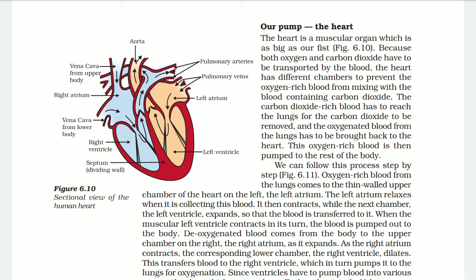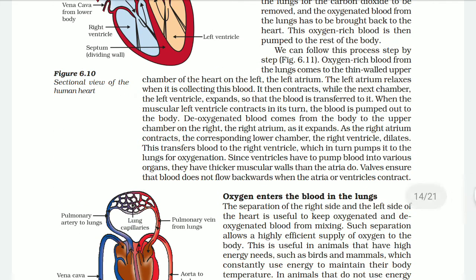Because both oxygen and carbon dioxide have to be transported by the blood, the heart has different chambers to prevent the mixing, right? To prevent the oxygen rich blood from mixing with the carbon dioxide rich blood. The carbon dioxide rich blood has to reach the lungs for the carbon dioxide to be removed, and the oxygenated blood from the lungs has to be brought back to the heart, and this oxygen rich blood is then pumped to the rest of the body.